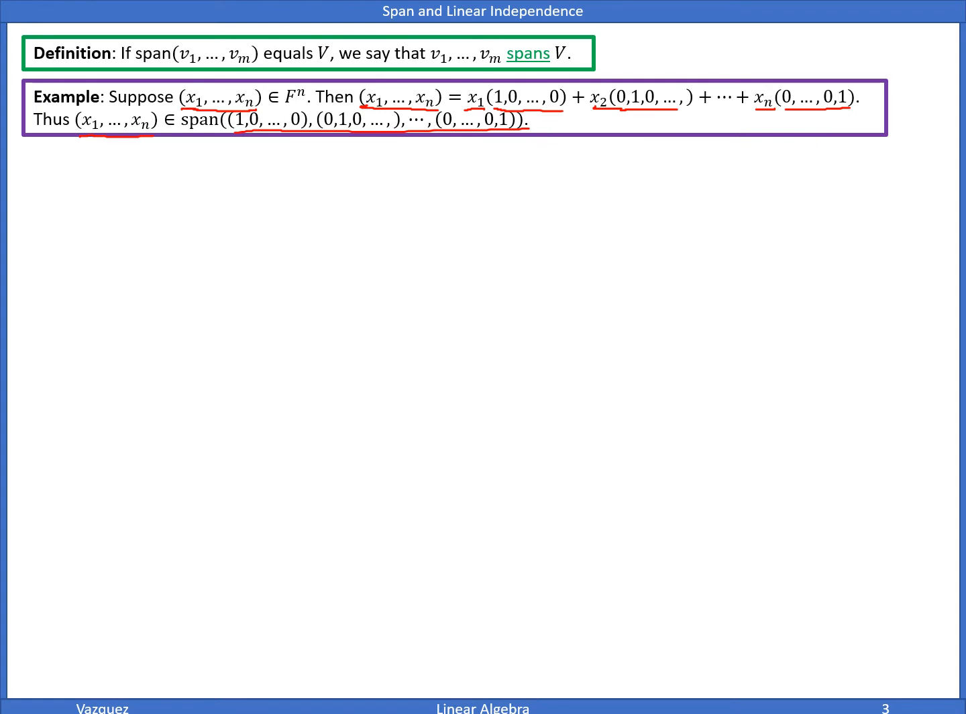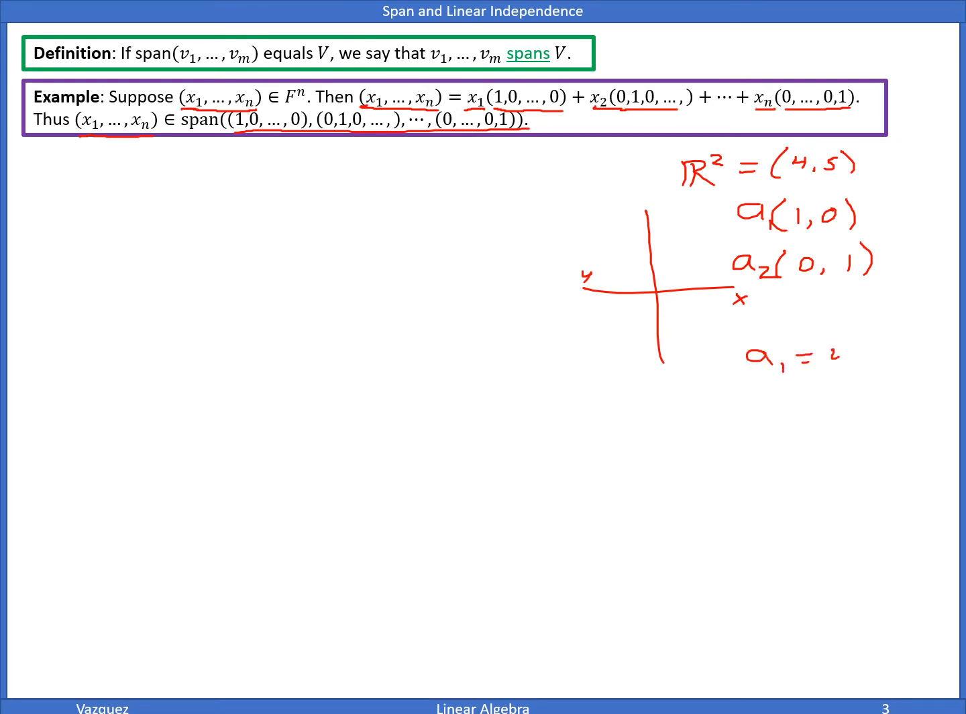I guess I can give you an easier example. The plane, you have the x-axis, y-axis, R2, right? And the vectors (1, 0) and (0, 1). With a linear combination of these two, we can make any element of R2. So for example, if we just pick an ordered pair, let's say (4, 5), we can just make a1 equal to 4, a2 equal to 5. And now we have 4 times (1, 0) plus 5 times (0, 1) equals (4, 5). So these two vectors, (1, 0) and (0, 1), span R2. That's what I showed up here, but a more general example, spanning all of Fn, uses this exact same reasoning, the same concept.